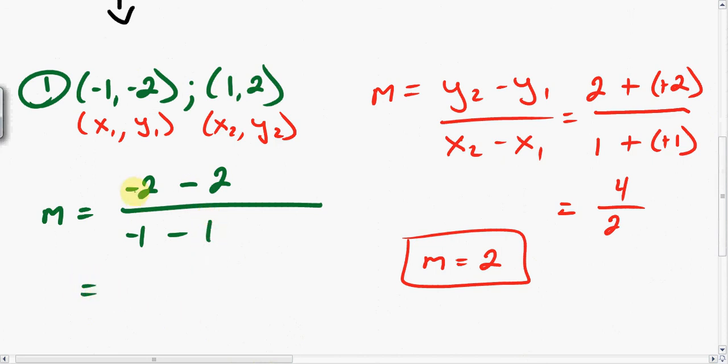What happens there? -2 minus 2 gives me -4. -1 minus 1 gives me -2. And notice, instead of 4 divided by 2, I now have -4 divided by -2. So if you switch the order of the points, so you're leading with the other point, all you're really going to end up doing is flipping your signs, but your end result should be the same answer. Because what's -4 divided by -2? 2. And we can still see that m equals 2. So that just shows you that you can lead with either of the 2 points.